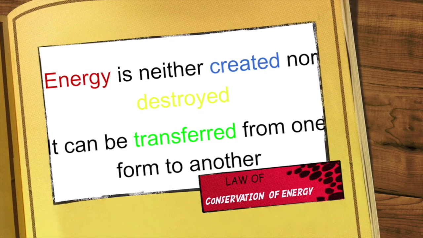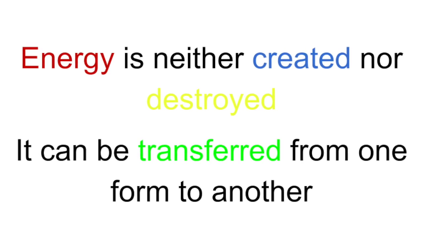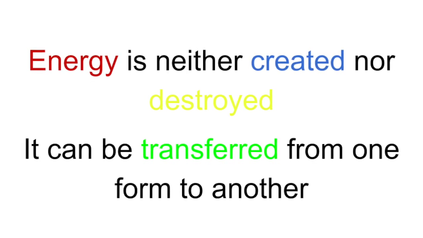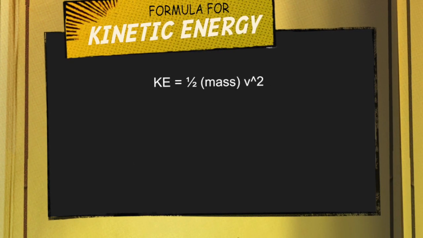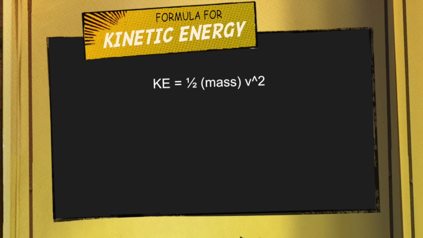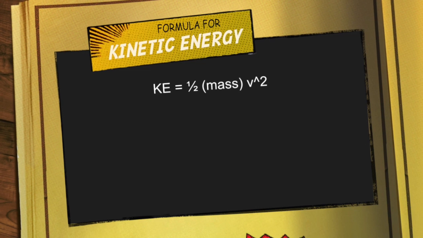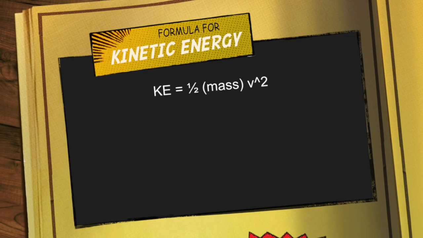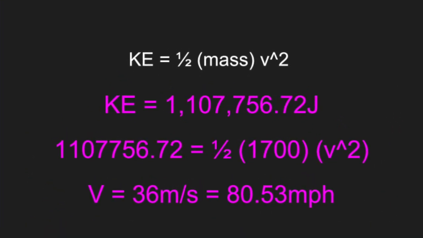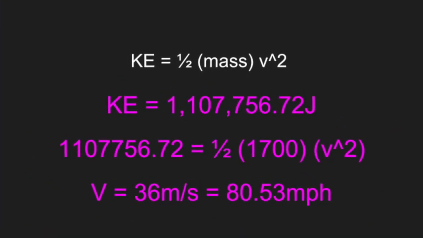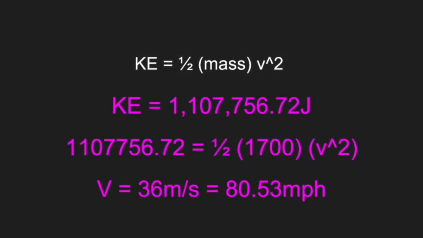We can do this because of the law of conservation of energy, which states that energy cannot be created or destroyed, only transferred. We now can use the kinetic energy formula to solve for velocity. Kinetic energy equals 1/2 times the mass times the velocity squared. Once we find the difference, the kinetic energy is equal to 1,107,756.72 joules, which we then plug into the equation and solve for V.